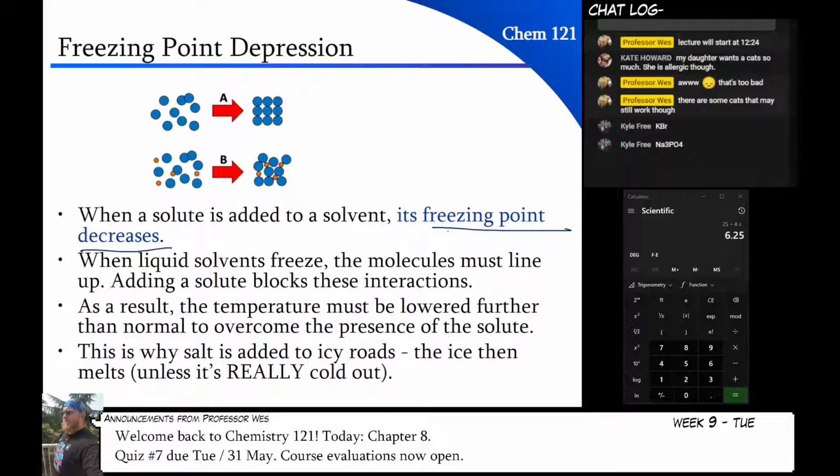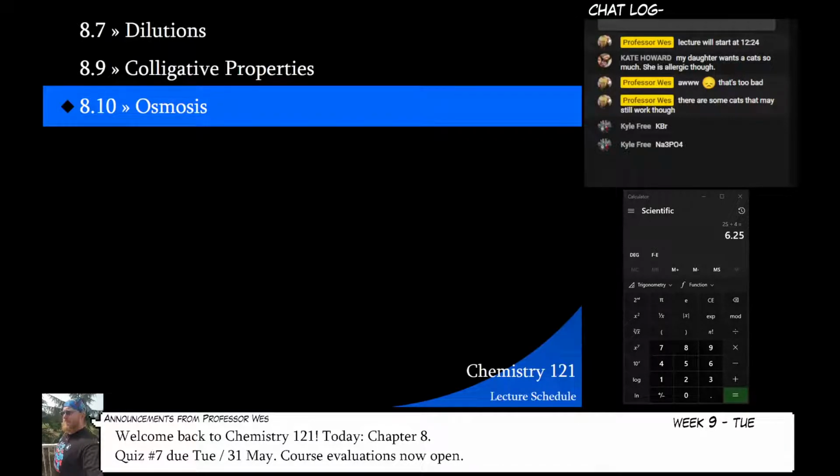All right. So those are our 3 colligative properties besides osmosis, which we'll talk about in a second here. I'm coughing again, sorry about that. All right, so let's move on to osmosis.